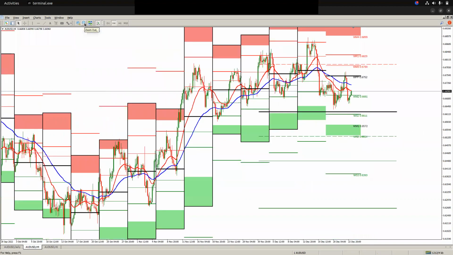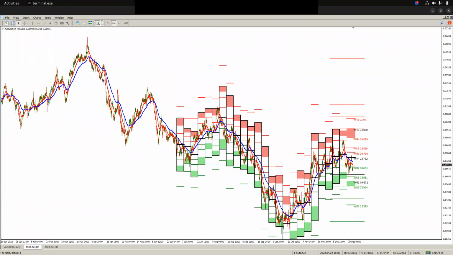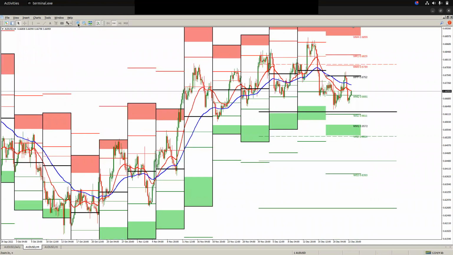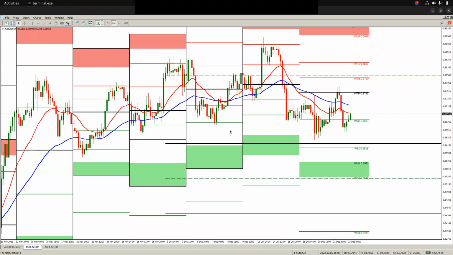What I prefer is beautiful trends like this. That's gorgeous. You sell over here, you make a ton of money. When price pulls back, you don't get knocked out. So for Aussie dollar USD, I'm going to leave this alone and wait for something to set up.